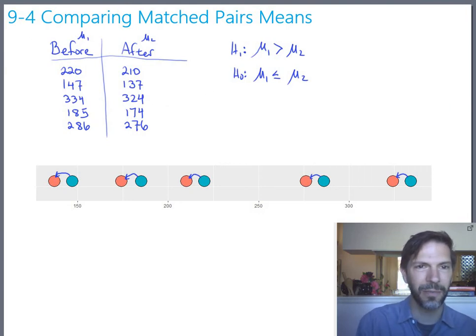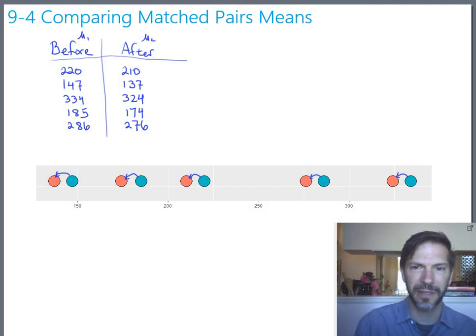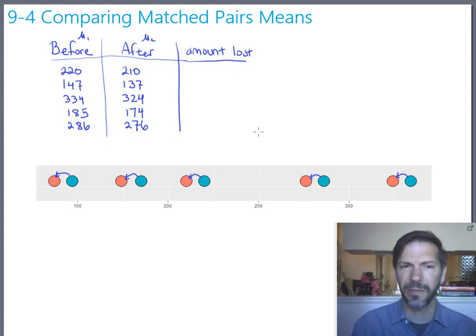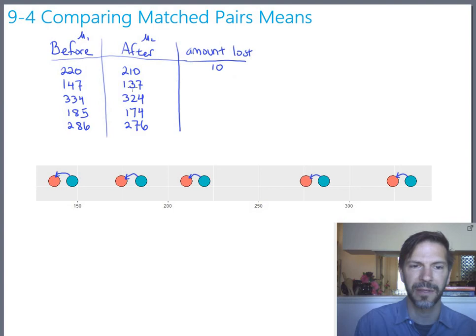So let me go back. Let's get rid of this, because that really wasn't the right way to look at this thing. And let me create a third column here. And say, really, what we were all comparing in our brains, even if we didn't know it, is we were actually looking at the amount of weight lost, right? Because you looked at this first person and said, oh, they lost 10 pounds. And this person lost 10 pounds, and this person lost 10 pounds, and this person lost 11 pounds, and this person lost 10 pounds.